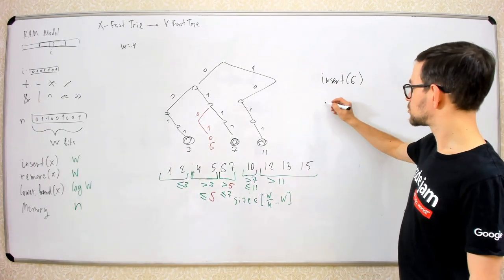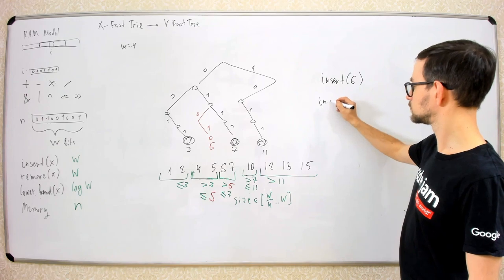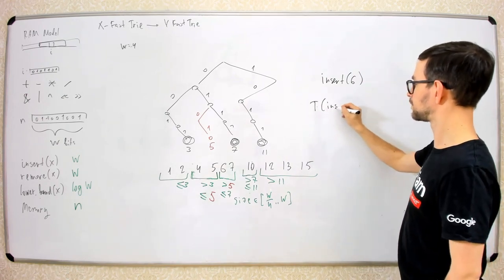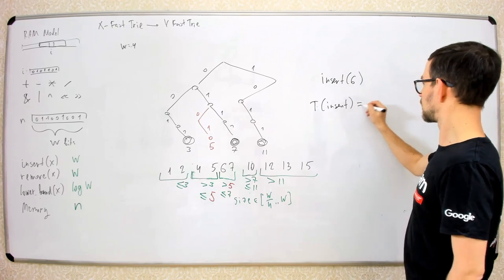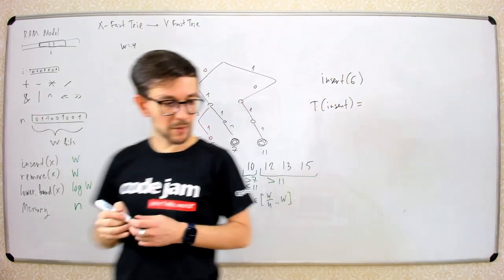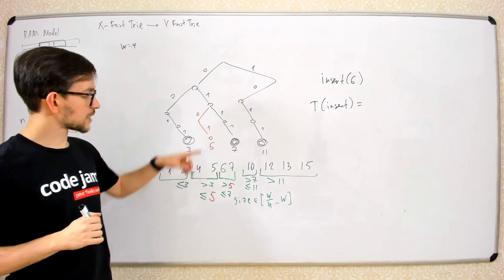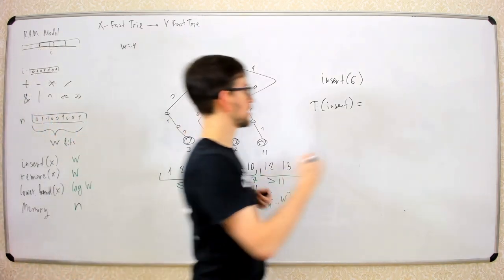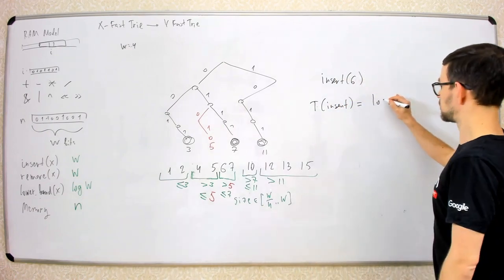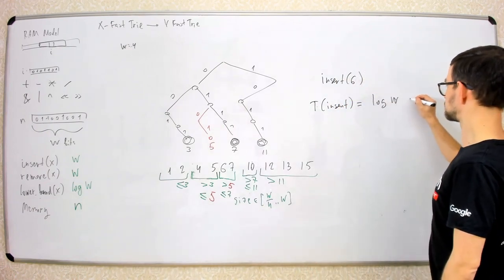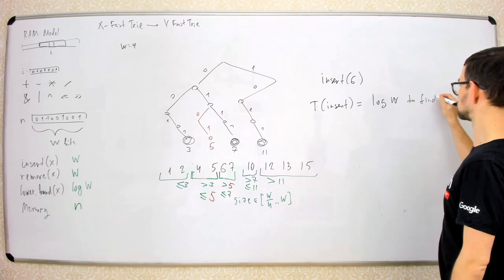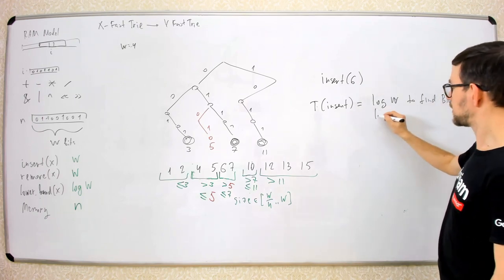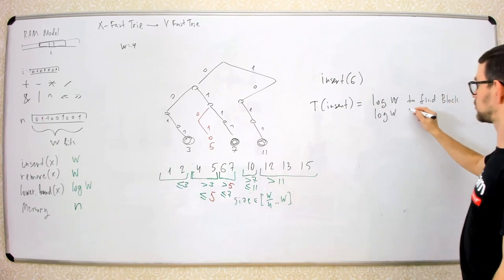So what's the complexity of this insert operation? First, I need to find the block where I need to add my new element. So I need to spend log w to find the block. Then I need log w to insert.